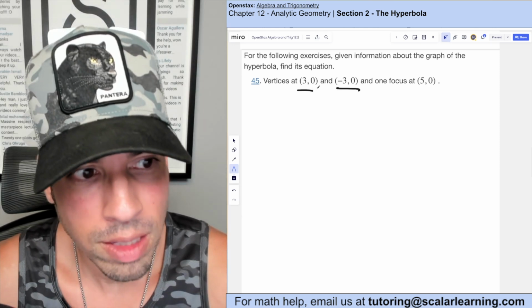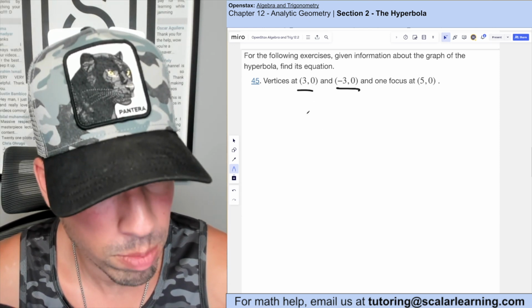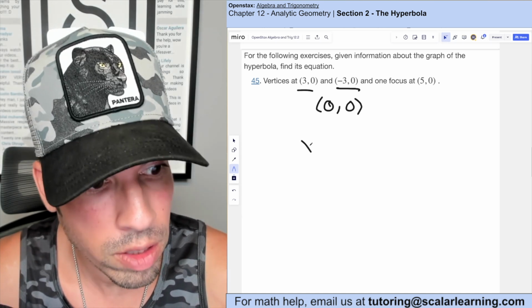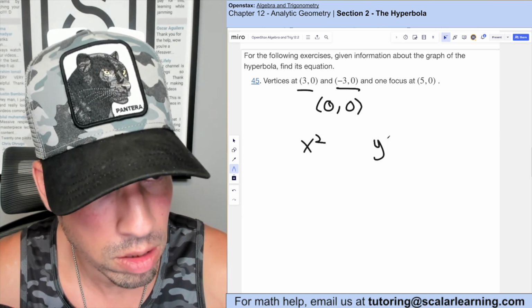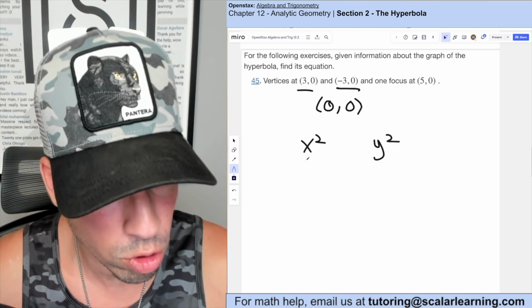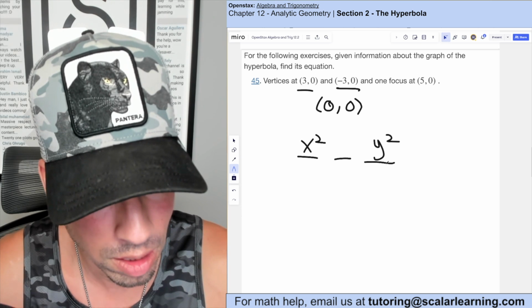Now, this tells me that the center is right in between the vertices, meaning the center is going to be at 0, 0. So if the center is at 0, 0, I already know it's just going to be a simple x squared and a simple y squared. And because the vertices are left and right, the x squared should be in front, right? And we're going to minus like this.